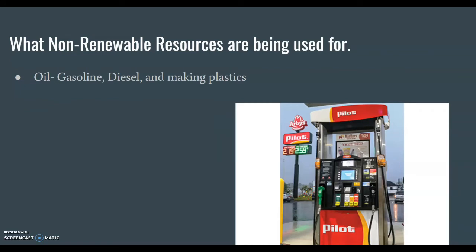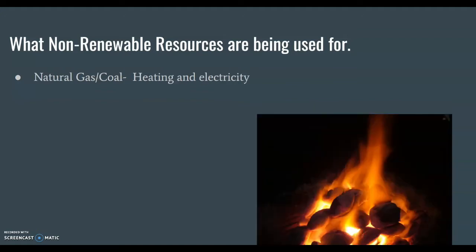Oil is primarily used for gasoline, diesel, and for making plastics. Natural gas and coal are primarily used for heating and electricity. A lot of these renewable and non-renewable resources are used for heating and electricity. Natural gas is mostly used for heating homes and cooking. Compositionally, it's mostly made of methane, whereas coal is also used for heating homes and generating energy for power plants.